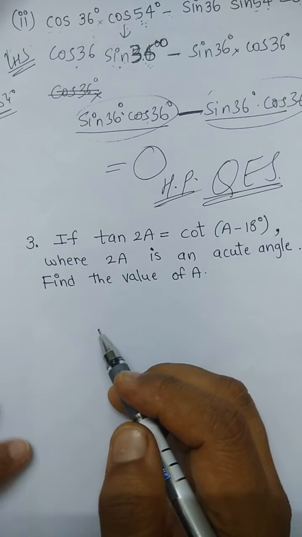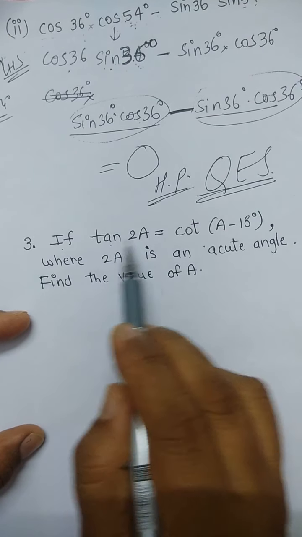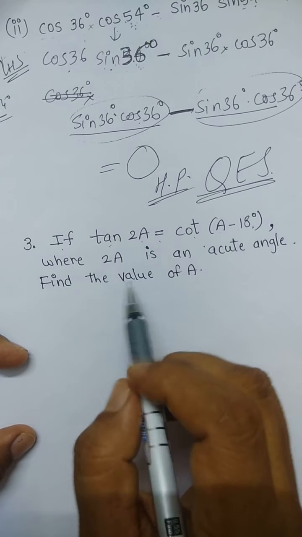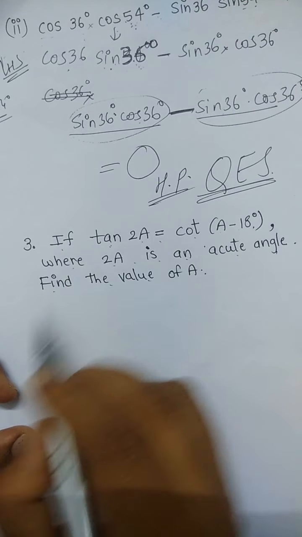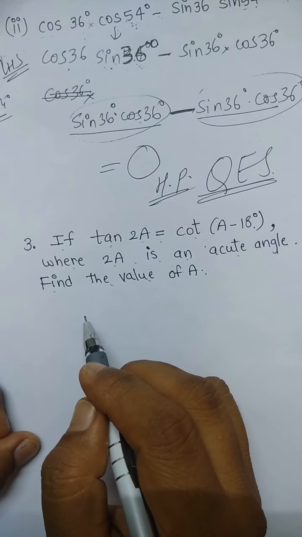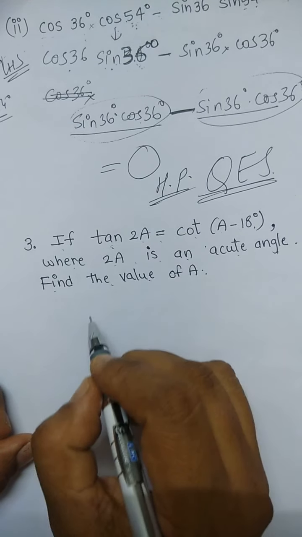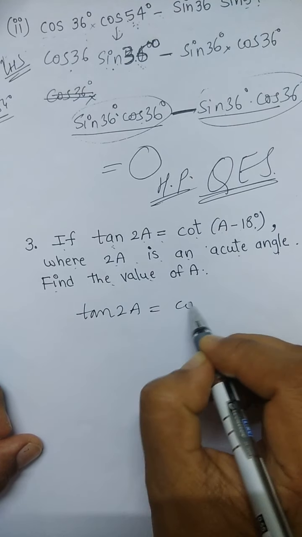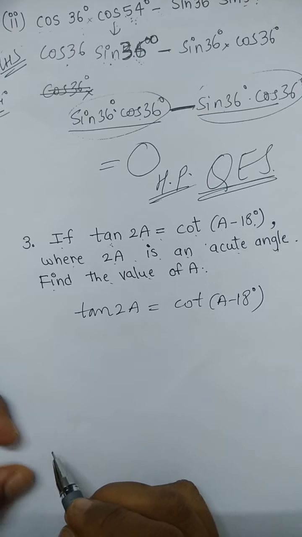Now come to the next one. How to solve such a type of question? If tan 2A equals cot (A minus 18 degree), where 2A is an acute angle, find the value of A. Can anybody give me an idea how to solve this problem? Yes? Very good. We have to convert tan into cot. So tan 2A equals cot (A minus 18 degree). First I am writing this statement.